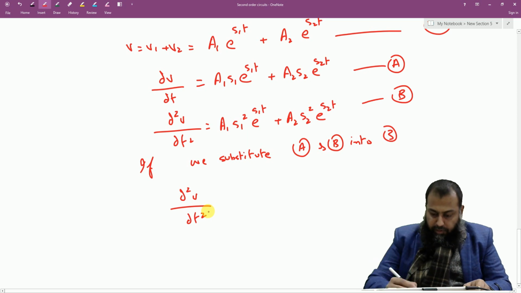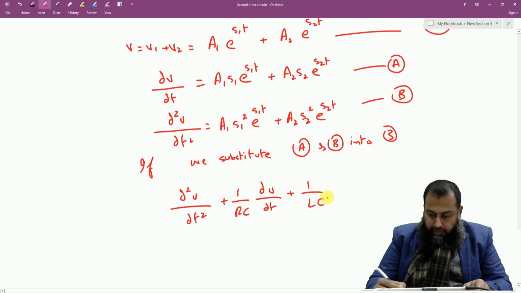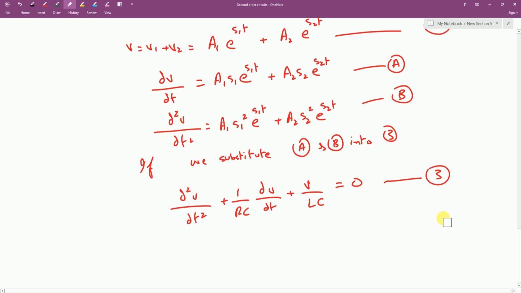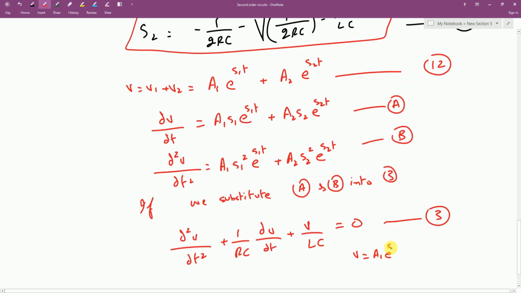Let me write the equation number 3 first. Plus 1 over RC dv by dt plus 1 over LC, v over LC, that is equal to 0. This was equation number 3. Let me write it again. Also we should notice here that a1 e to the power s1t plus a2 e to the power s2t comes from this equation number 12. So this is our equation number C here.